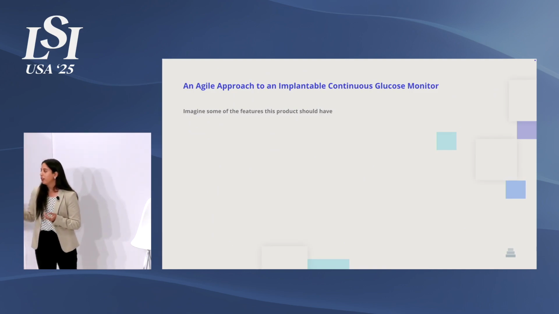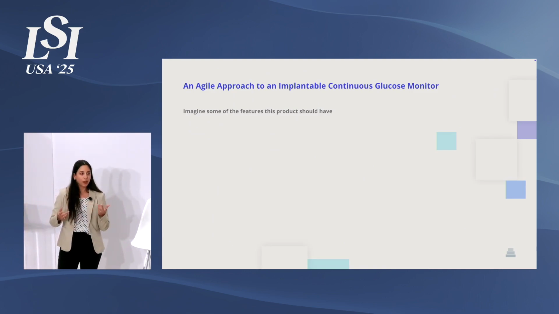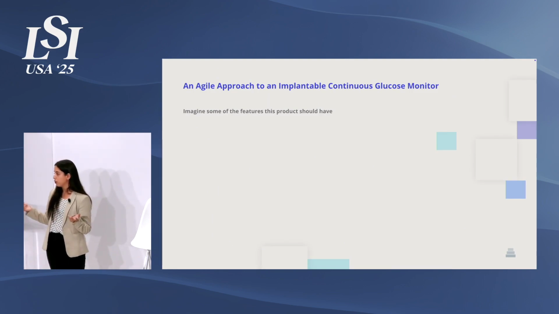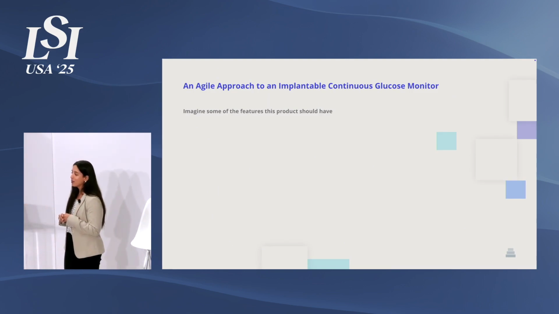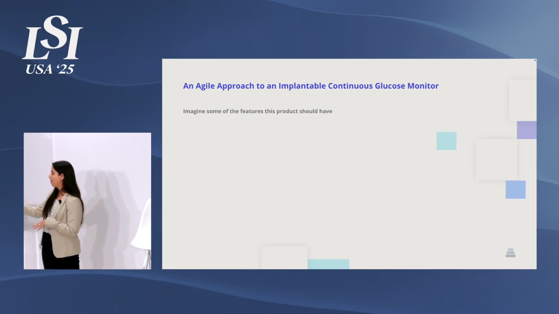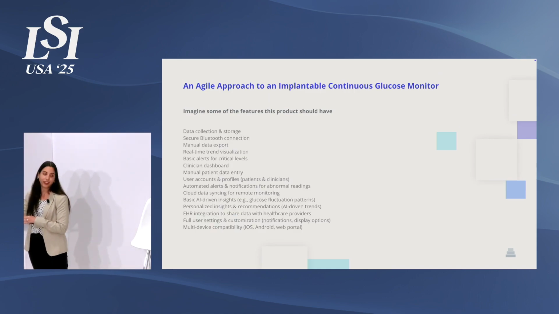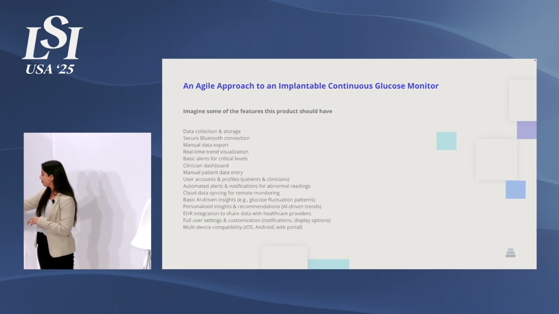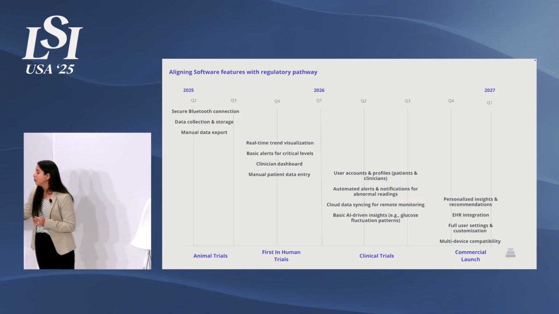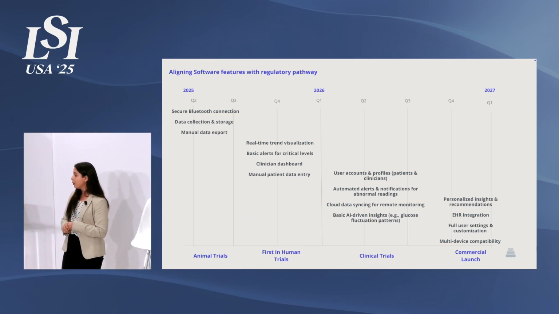So we wanted to give a real-world example that we're most familiar with, which is an implantable continuous glucose monitor. What are some of the features that you think it should have? There are a lot of them. So what we've done here is adapt some of those most common features to the regulatory pathway.